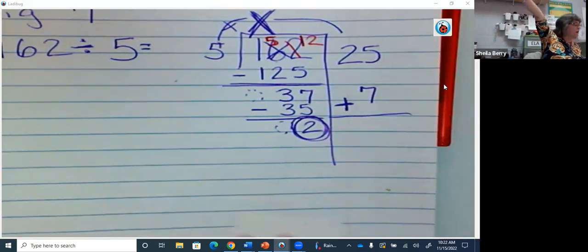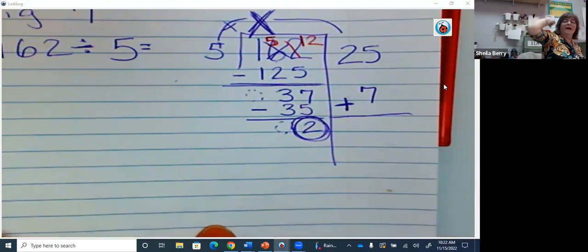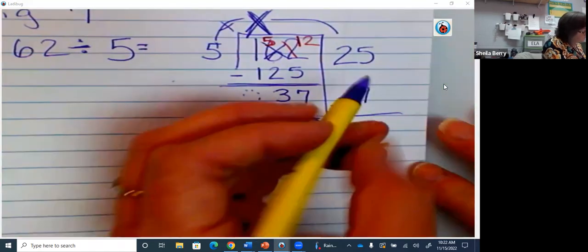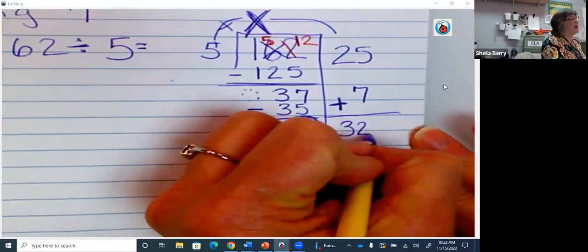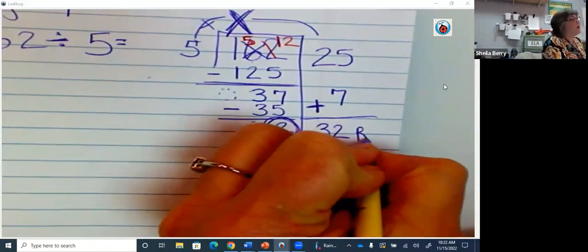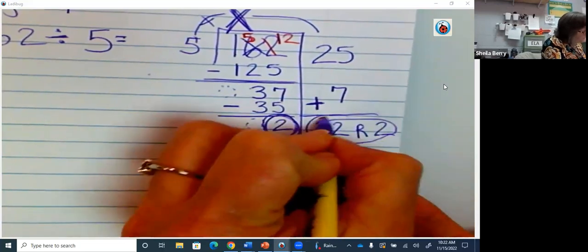Have a seat. 4, 3, 2, and 1. Okay, what is 25 plus 7? 32. Am I done? What do we have to put? 32 Remainder of 2. Do not forget that remainder. That will mess you up.